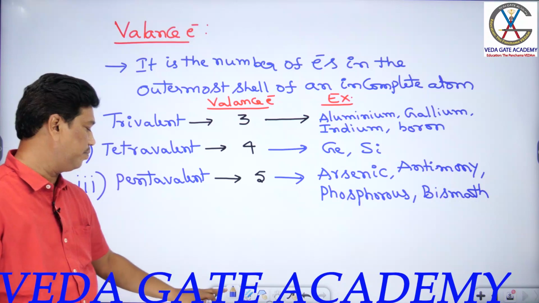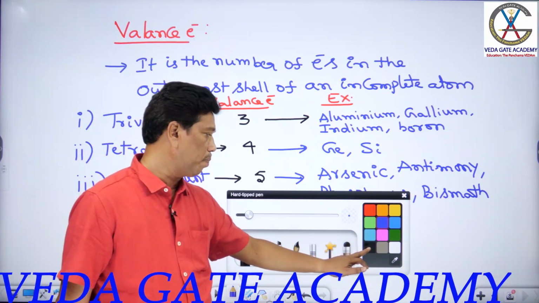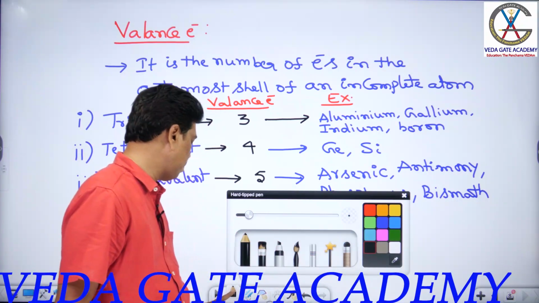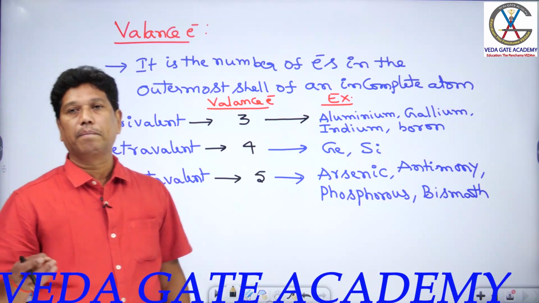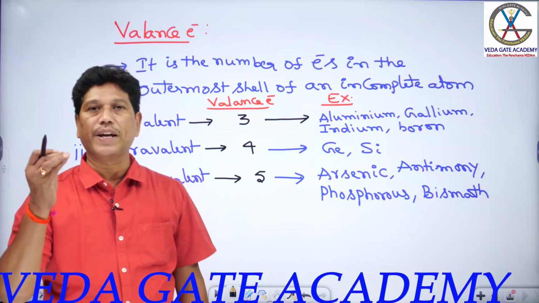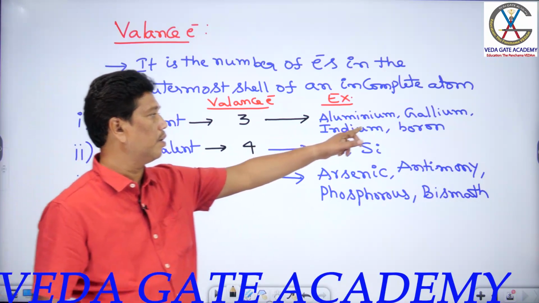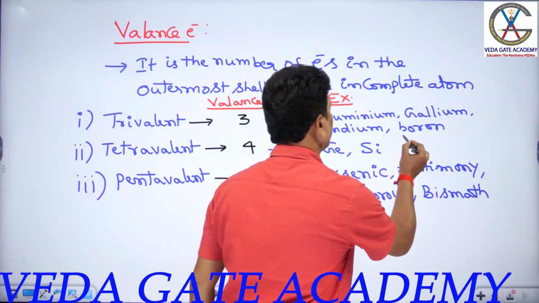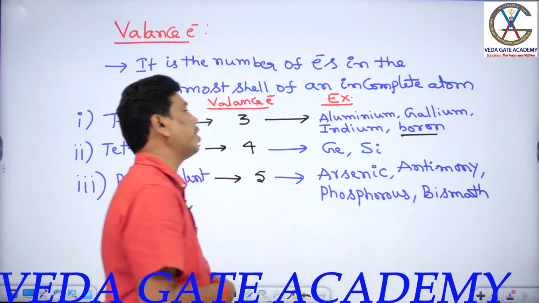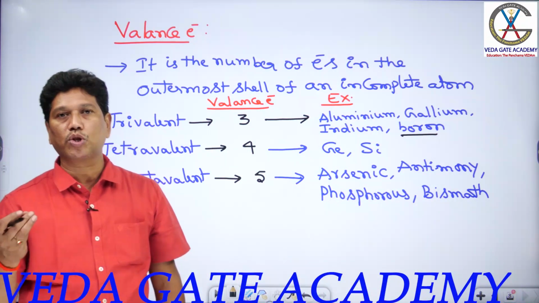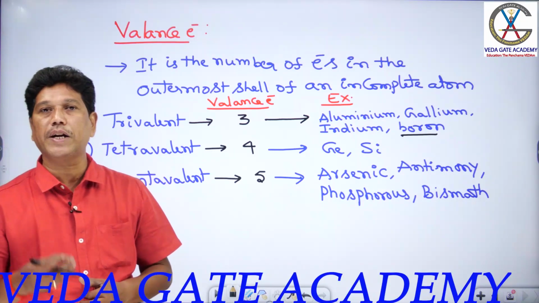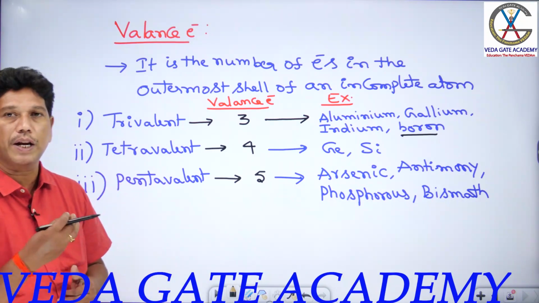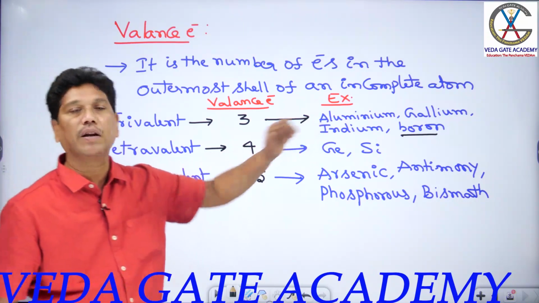Let us see this one now. The most popular trivalent impurity in P-type material fabrication in IC technology is boron. Confirm my option. Among all the trivalent impurities, which one is the most popular trivalent impurity used for the fabrication of P-type material in IC technology, integrated chip technology? It is boron.